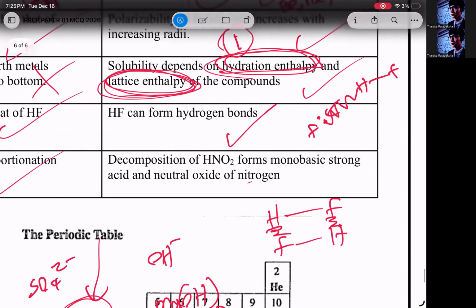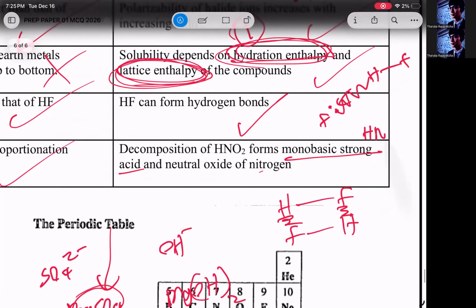Decomposition of HNO2 forms a monobasic strong acid. The monobasic strong acid is HNO3. It will decompose to form HNO3 and a neutral oxide, NO of nitrogen. That's correct. Answer number 1.